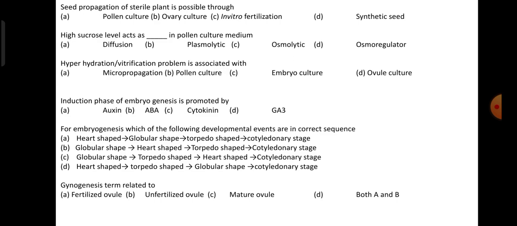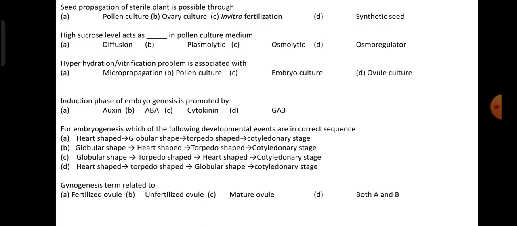Next question, seed propagation of sterile plant is possible through. Options are pollen culture, ovary culture, in vitro fertilization, and synthetic seed. What is the question? Seed propagation of sterile plant. Sterile plant means there is neither production of male part nor female part. So pollen culture means male culture, that is already absent, and ovary is already absent. When those two are not present, in vitro fertilization is a waste process. So synthetic seed, where the somatic embryo is encapsulated and used, is the option.